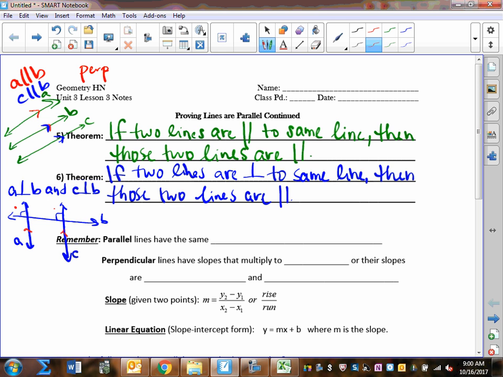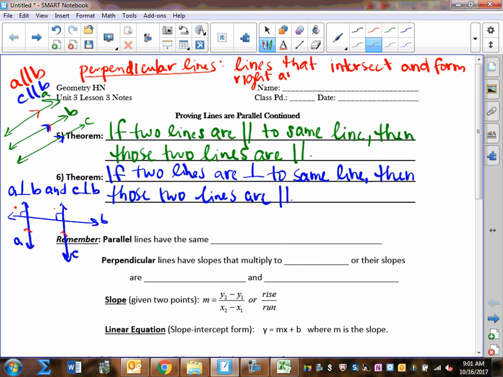Let's write out the definition of perpendicular lines in case you encounter that in a proof. Again, I know you know this from middle school, but let's take a look at the actual definition. Perpendicular lines are lines that intersect. That's kind of helpful, right? You need to intersect to be perpendicular. And form right angles. So perpendicular lines are lines that intersect and form right angles. And again, that notation for perpendicular looks like that. You might need to use that in a proof.